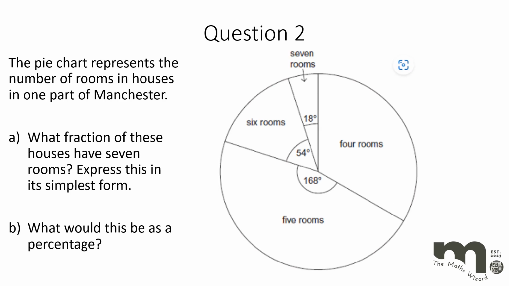Okay, next question then, we've got a pie chart representing the number of rooms in houses in one part of Manchester. We want to know what fraction of these houses have 7 rooms. We want this in its simplest form. And then I'm going to ask you to turn this into a percentage as well.